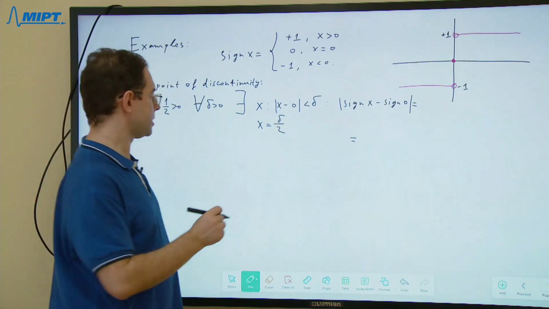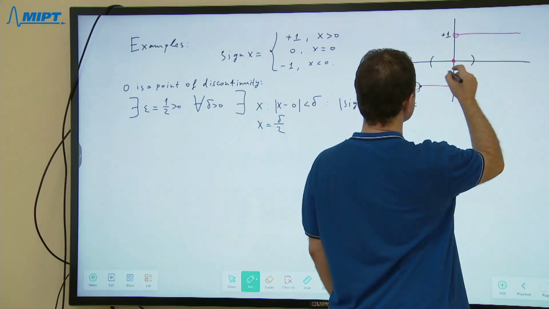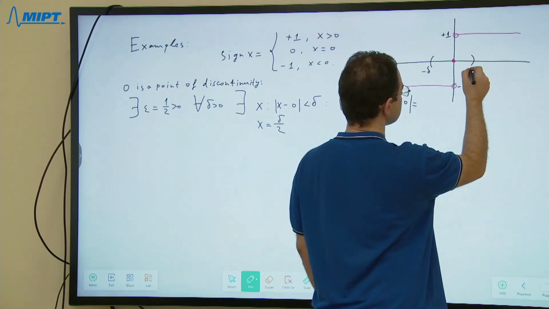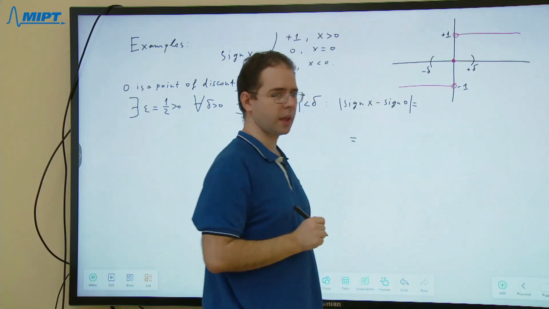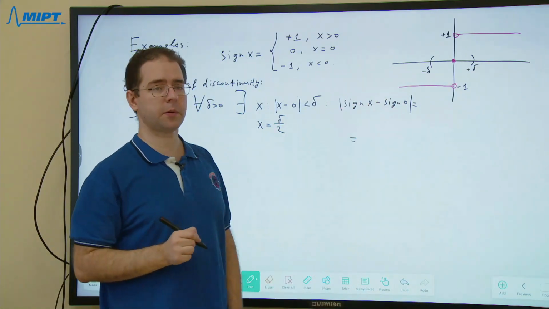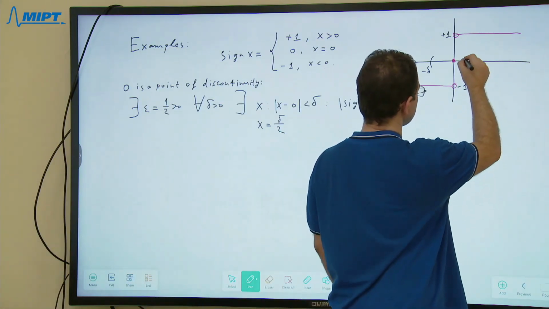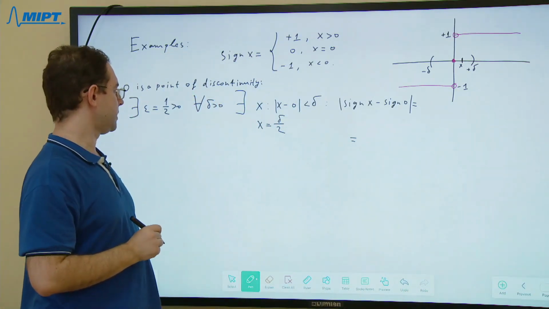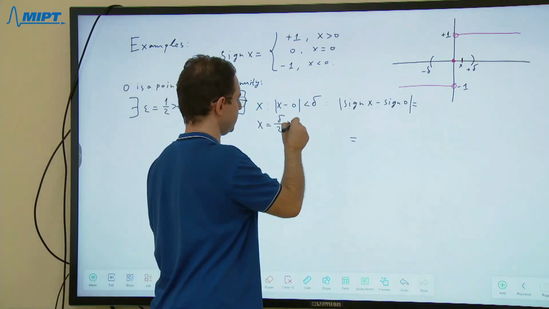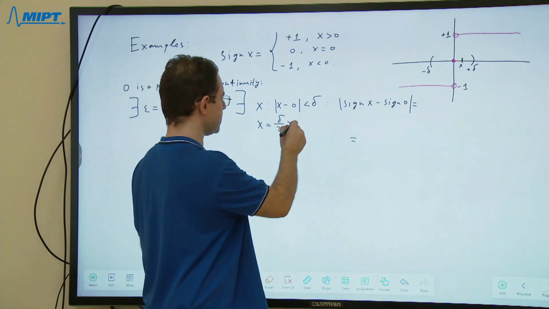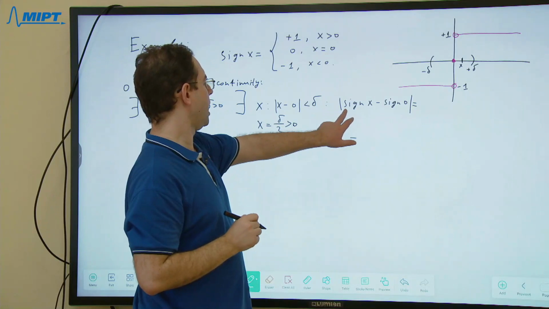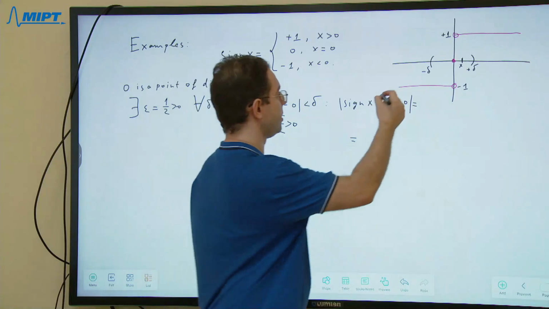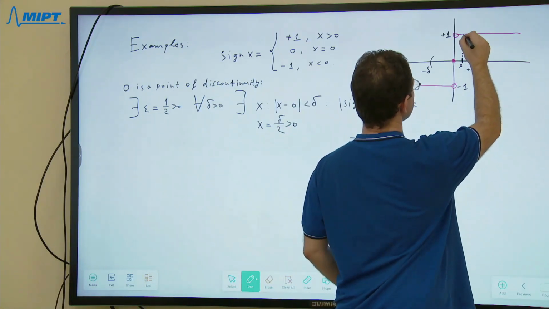This is a positive number, so let me draw it over here. So this is the delta neighborhood of 0, from minus delta to plus delta. I'm just taking some number from this neighborhood, for example, this number. This would be my x, equals delta divided by 2, which is a positive number. Since this is a positive number, sin x is plus 1 from the definition. So at this point, my function attains the value +1.